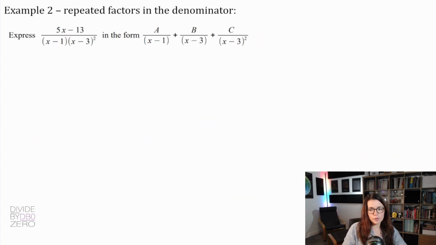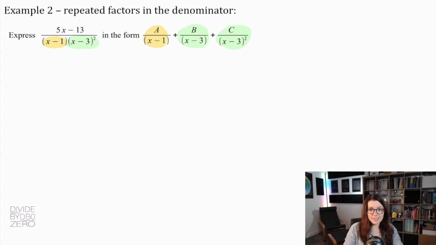Example 2, we've got repeated factors in the denominator. The repeated factor here is the x minus 3. When we have repeated factors in the denominator, we need to lay out the partial fractions in a particular way. We need to have a over (x minus 1), which deals with this factor. And then for the repeated factor, you need one fraction that's got the bracket on its own, and then one fraction that has the bracket squared.